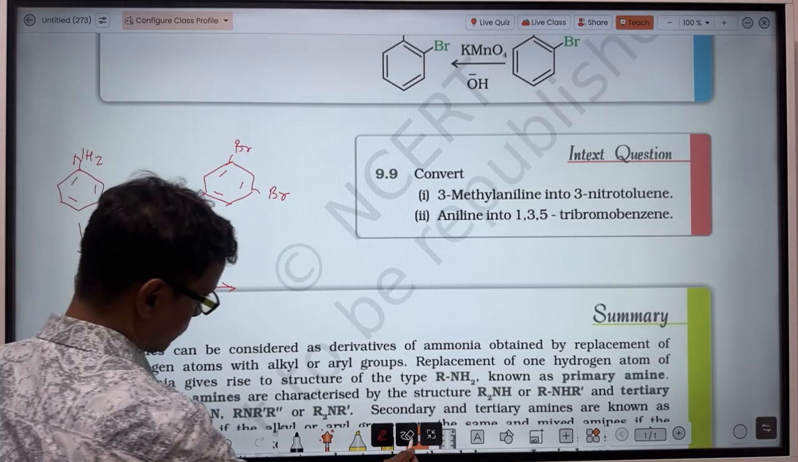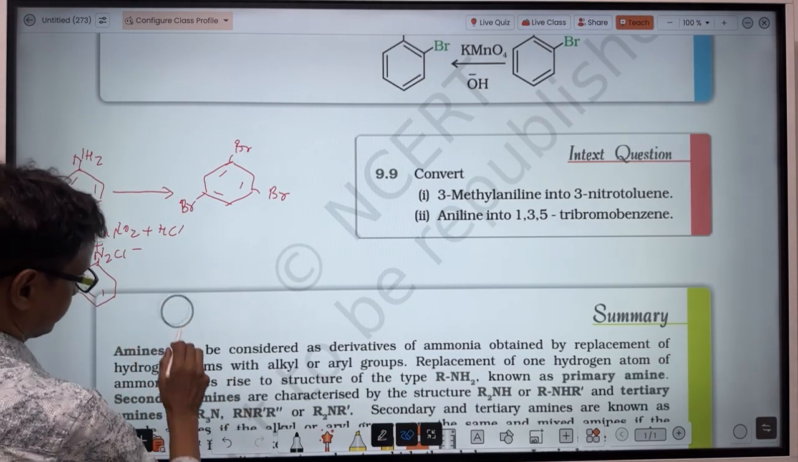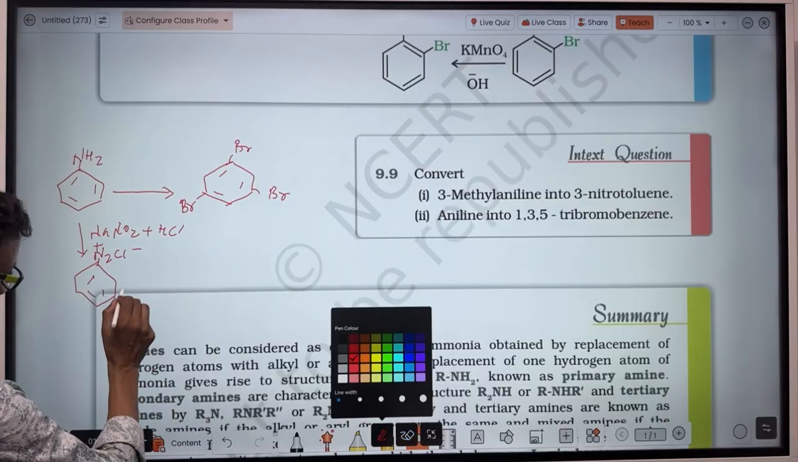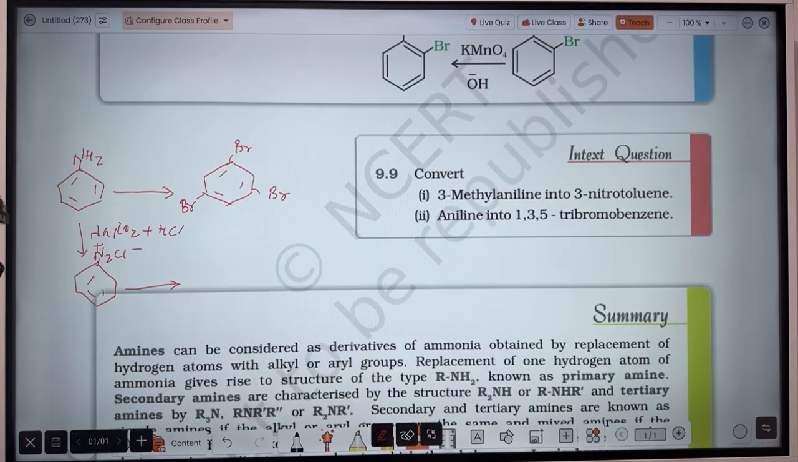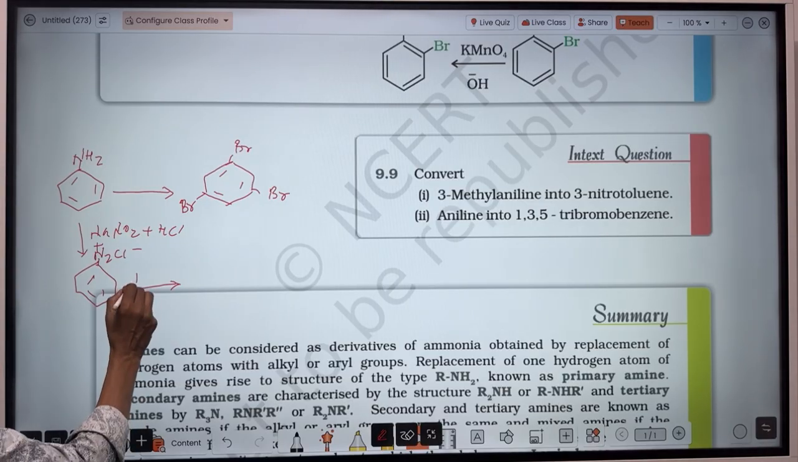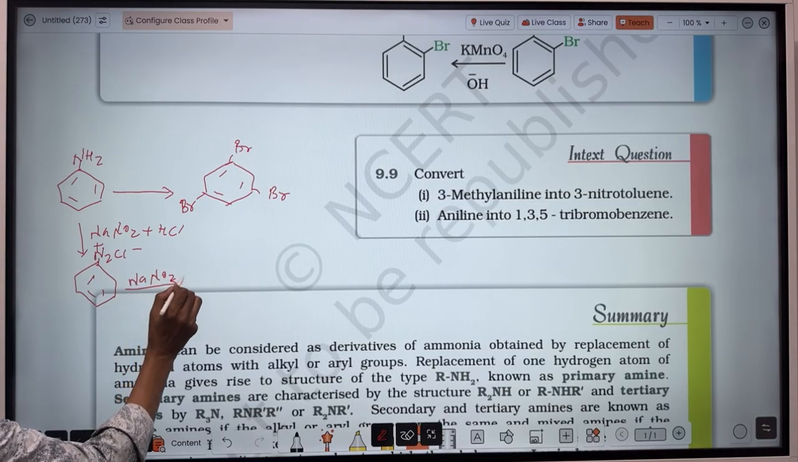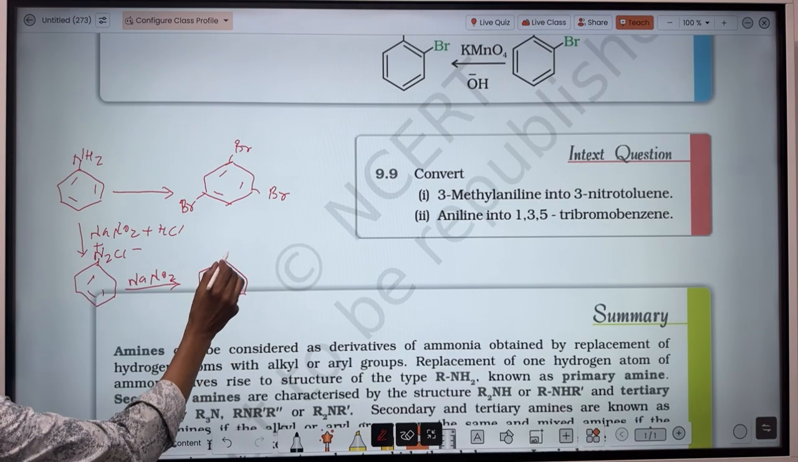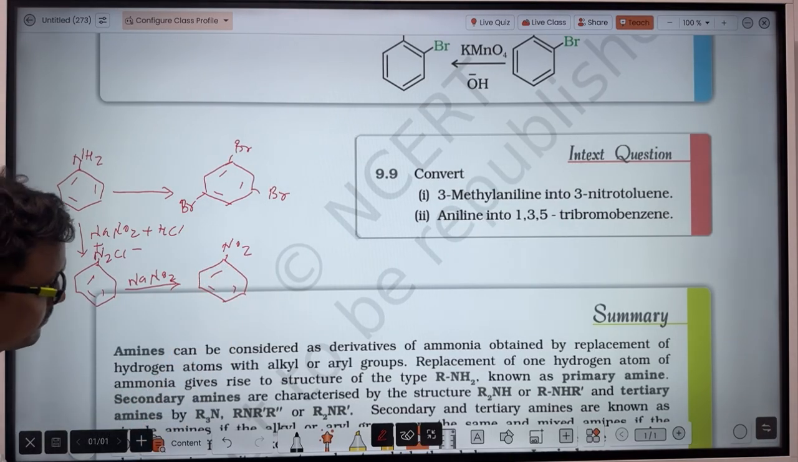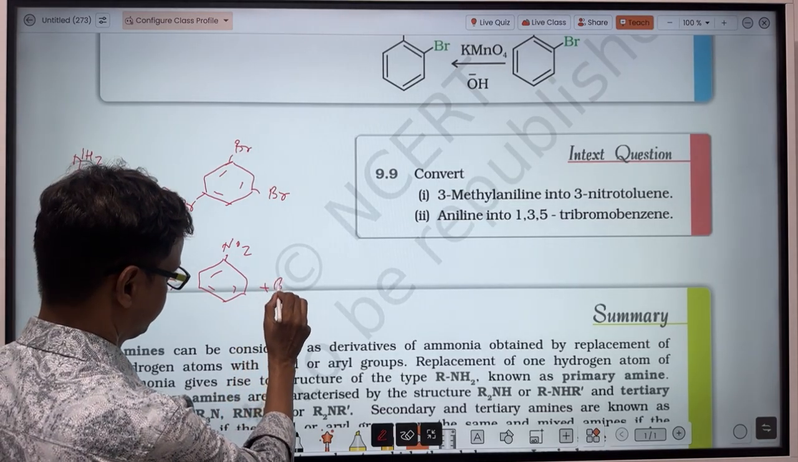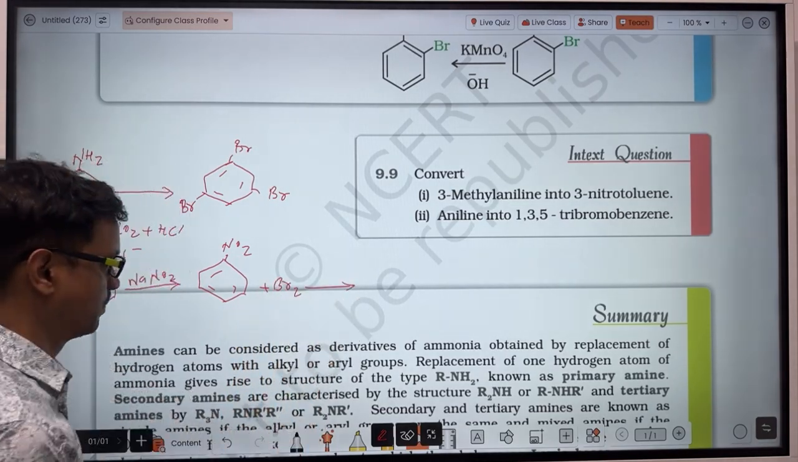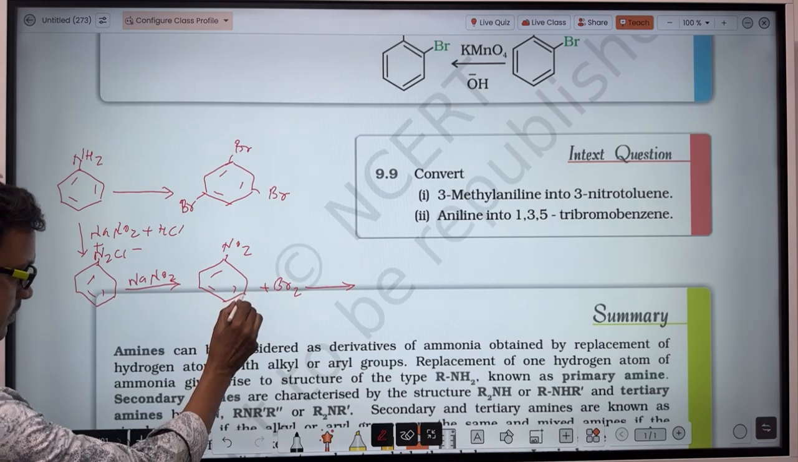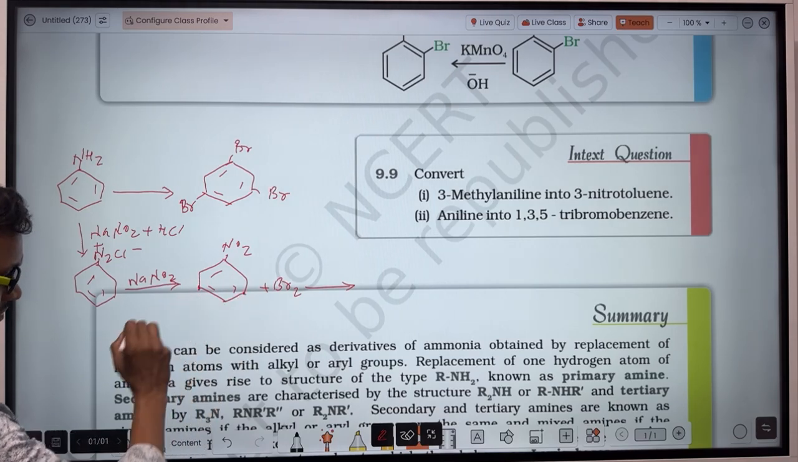Oh, sorry, not here. Then after, with NaNO2, NO2 will attach. Then after you have to do the bromination. So bromine here will attach at this one and this one.